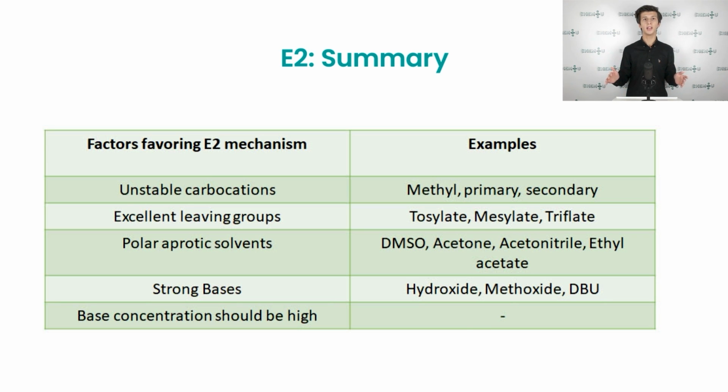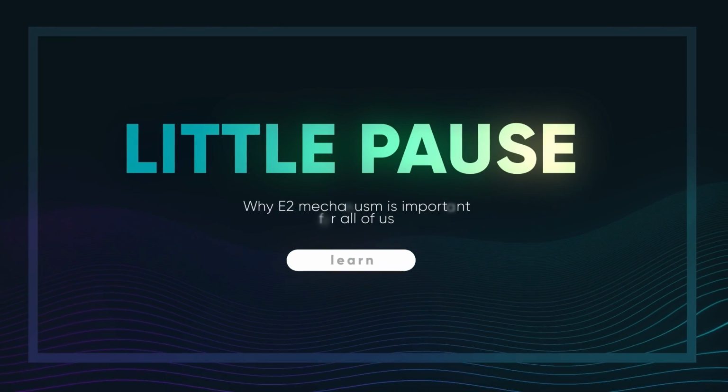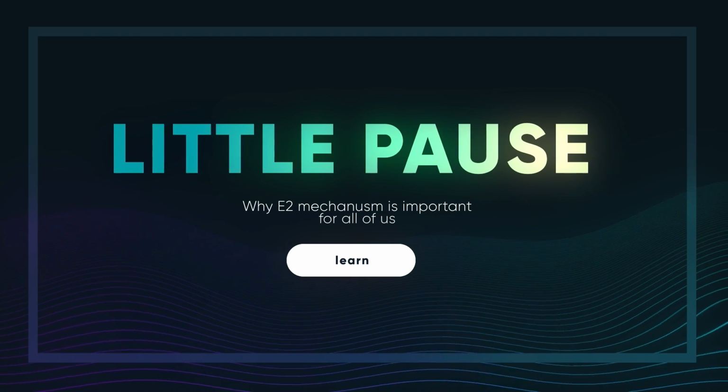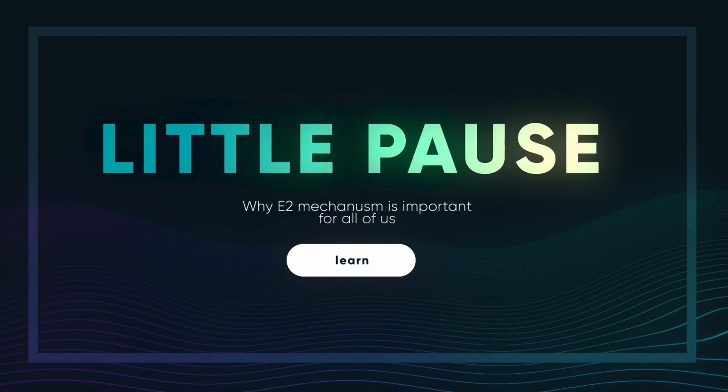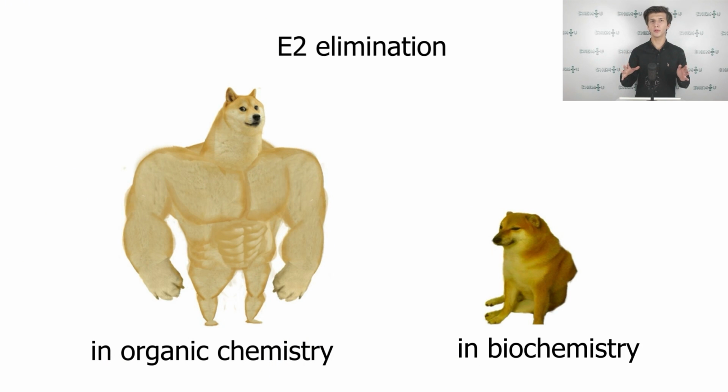All in all, it is the unstable carbocations, good leaving groups, high base concentrations, strong bases, and polar aprotic solvents which favor E2 mechanism. Now it's time for the second little pause. During the last few minutes we have discussed bimolecular eliminations. I would say that this mechanism is the most popular in organic chemistry among all elimination mechanisms.